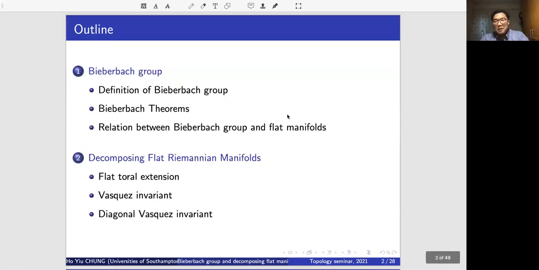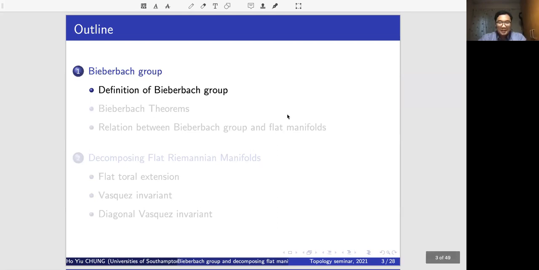My talk is divided into two parts. First, I will introduce what a Bieberbach group is and some famous formulas to understand its structure. In the second part, we'll talk about how to decompose a flat manifold. The aim is to decompose it into a flat torus and a flat manifold, and this depends on how big your flat torus can be.